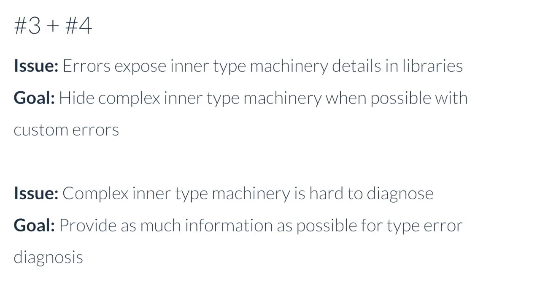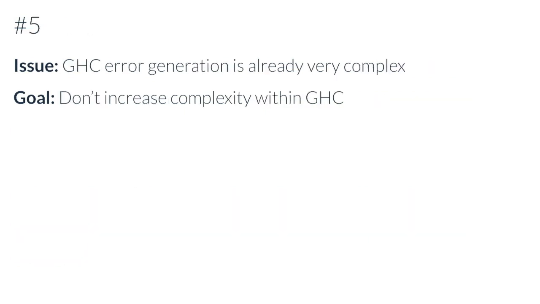So that's one issue. So you'd probably like to be able to hide some sort of complex inner type machinery when possible with custom errors. And then also, of course, complex inner type machinery is hard to diagnose, right? So you want to be able to provide as much information as possible for type error diagnosis. And then finally, this isn't really a goal, or really an issue per se, but GHC error generation is already pretty complex.